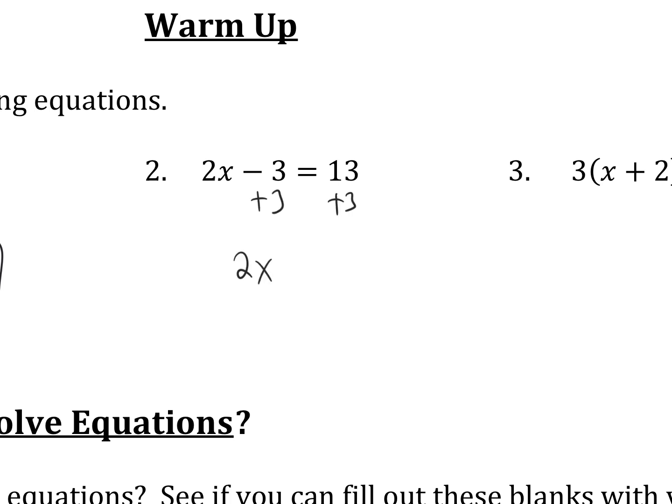So now we have 2x. When you add 3 and subtract 3, the reason why that works is it's going to cancel out, because negative 3 plus 3 is going to be 0. It's like you're adding 0, so it doesn't really do anything. What's 13 plus 3? 16.